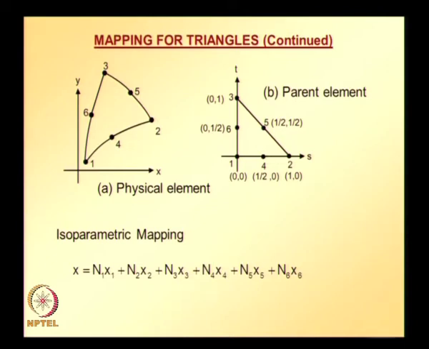x is equal to N1 x1 plus N2 x2 all the way to the number of nodes that we have for that particular element. Similarly for y. So using these two relations we get x and y, the coordinates of a physical element, in terms of s and t.